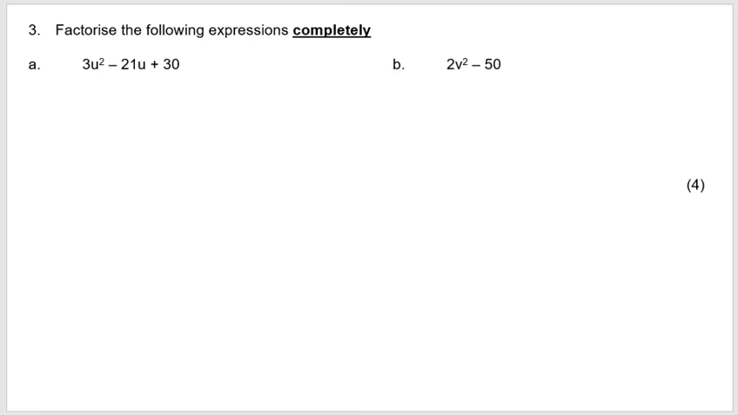Now there's always two steps to factorising. You must always check for single brackets first. So what I mean by this is, is there a common factor that can be taken out of a set of single brackets? Beyond this, then we can go on to double brackets.